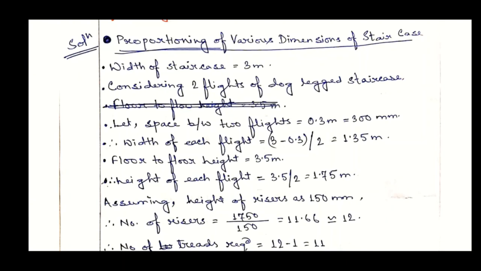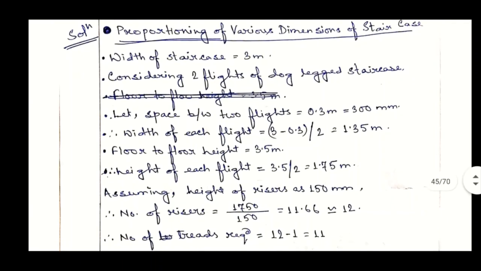Now assuming the height of riser as 150 mm, which is comfortable for an office building which is overcrowded. Okay, so now the number of risers will be the height of the flight divided by the riser height, that is 1.75 meter or 1750 mm by 150 mm, that is equal to 11.66, or we may write 12. So we have to provide 12 risers.